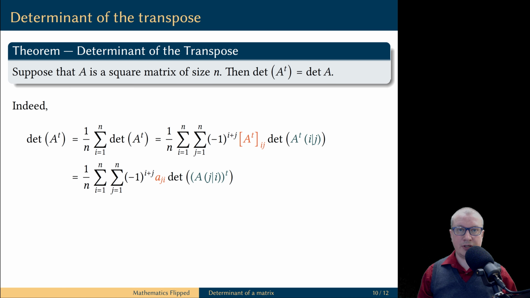The entry in position ij of the matrix A transpose is the entry in position ji of the original matrix A, and the submatrix that can be obtained by removing row i and column j of the matrix A transposed is the transpose of the submatrix of A obtained by removing row j and column i. If you can't visualize this mentally, then please consider an explicit example of a 3 by 4 matrix to make sure that this indeed works this way.